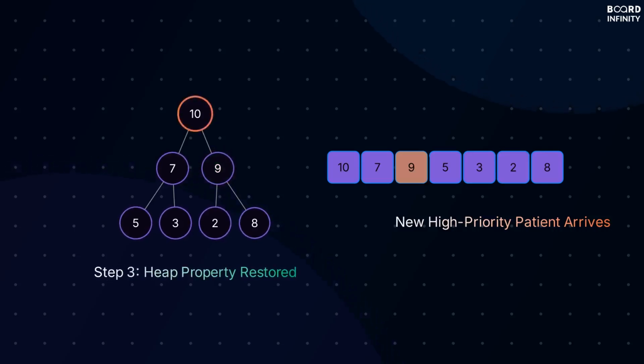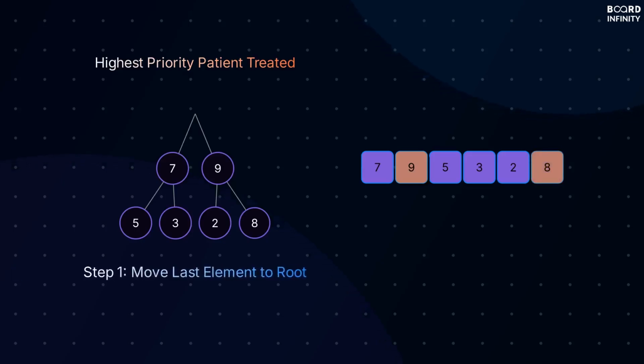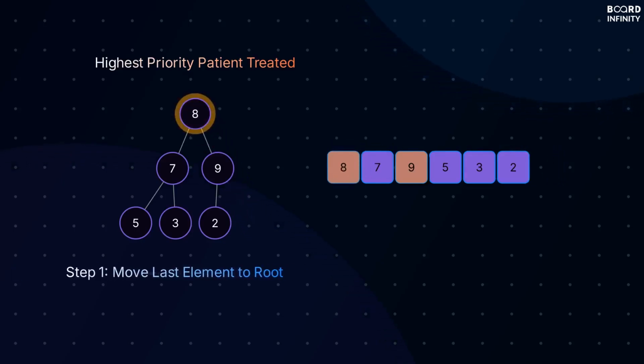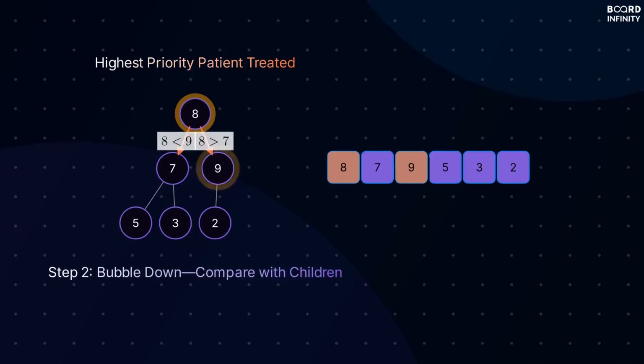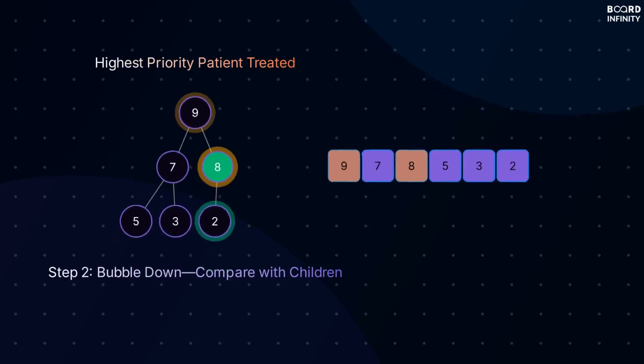Now, when you delete the root, the highest priority element, you replace it with the last element in the array. Then bubble it down by comparing it with its children. You swap it with the larger child in a max heap and repeat until the heap property is restored. This is called bubble down, and it also takes log n time.